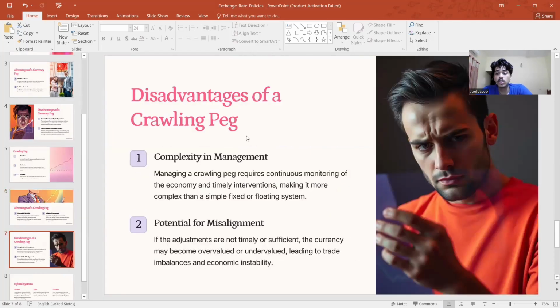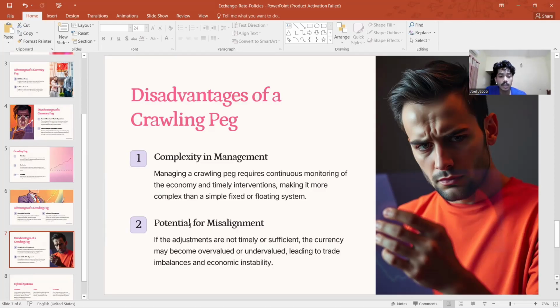Then you have your disadvantages of a crawling peg: complexity in management and potential for misalignment. Complexity in management means that managing a crawling peg requires continuous monitoring of the economy and timely interventions, making it more complex than a simple fixed or floating system. So when you're simply fixing a peg, you just fix and you leave it. But this is not the case over here. Crawling peg means you have to monitor it often. Like, is it bad? Is it time to stop following them? Is it time to follow them? So you have to keep an eye on the market always.